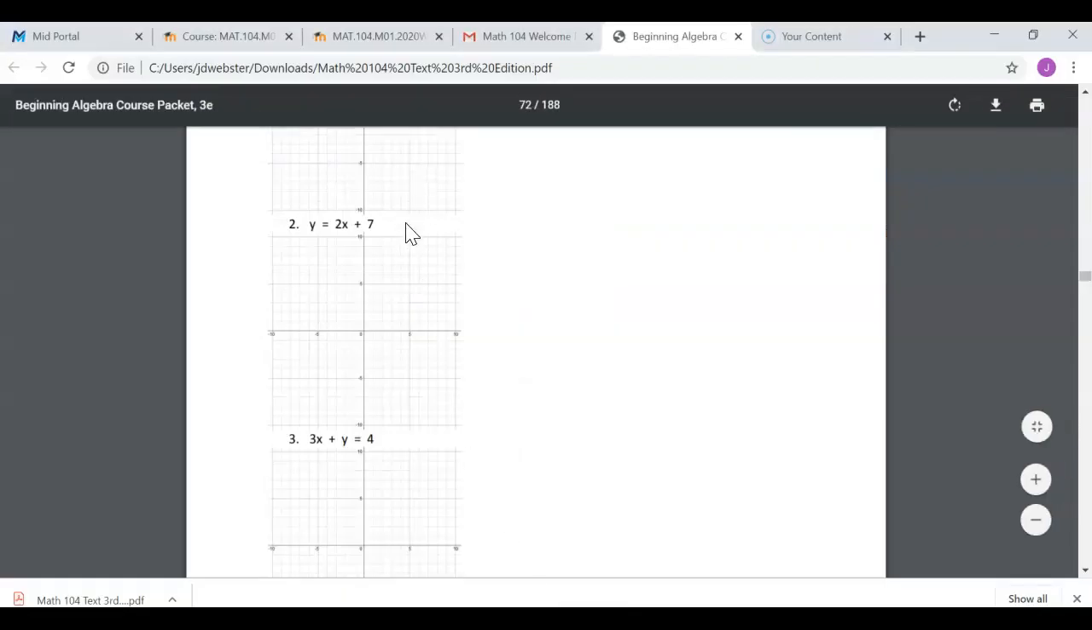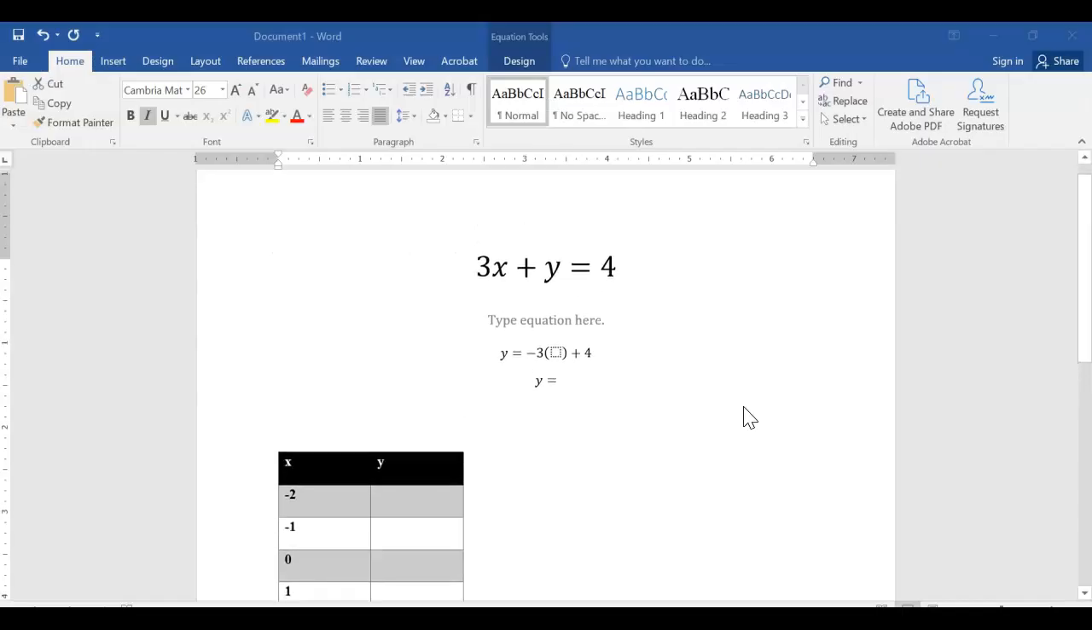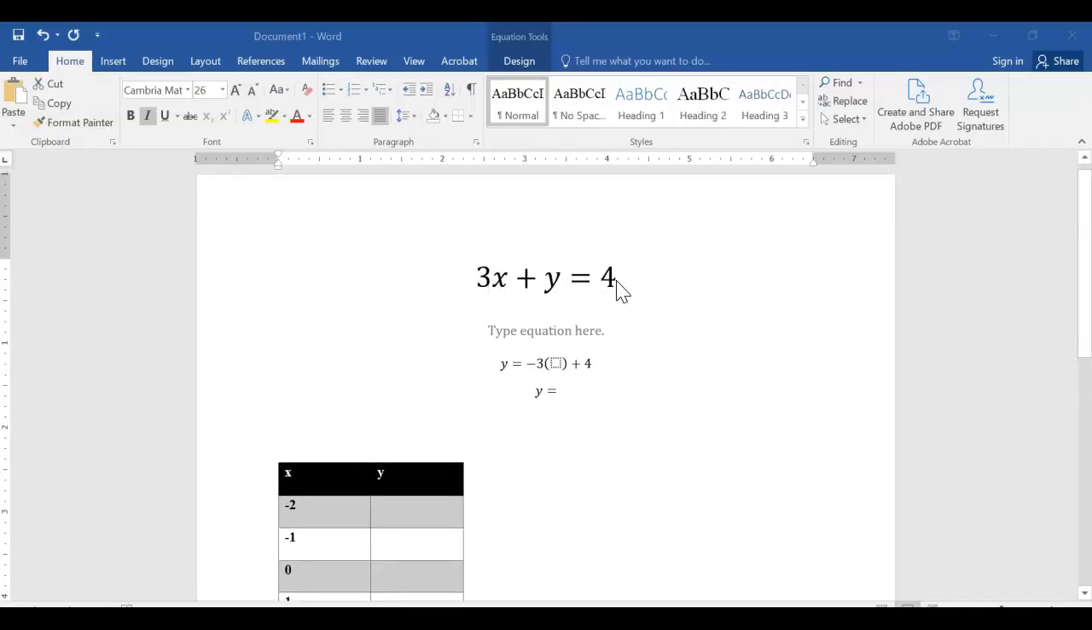All right, next line here is 3x plus y equals 4. Now in this situation, 3x plus y equals 4 is not actually solved for y like the first two were. So I'm going to solve this for y. I'm going to get this into what we see in section 2.2 is slope-intercept form. So I'm going to subtract 3x from both sides. When you subtract 3x from both sides, you get y equals, well, minus 3x plus 4.